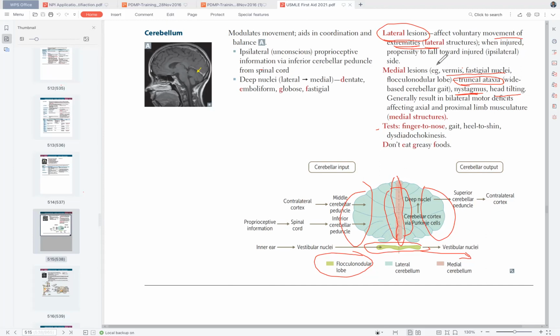Exactly. And then we had said in the Chiari 1 and 2, Chiari 1 was for the tonsils alone. And then the 2 was for the tonsil plus the vermis. So those who have the 2 also have truncal ataxia.